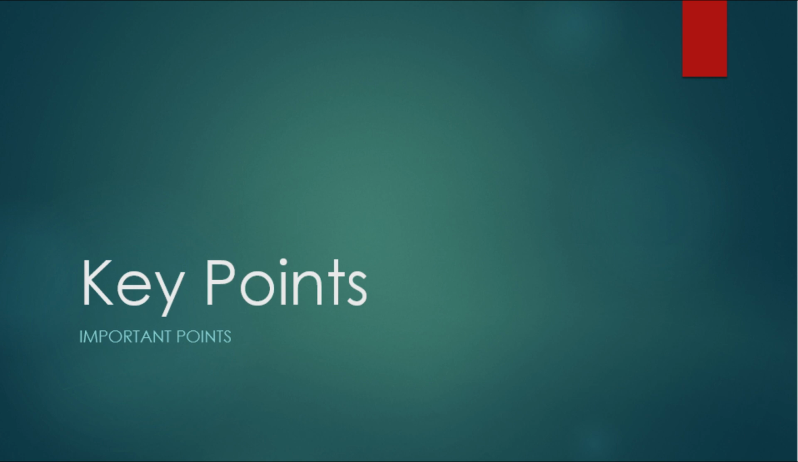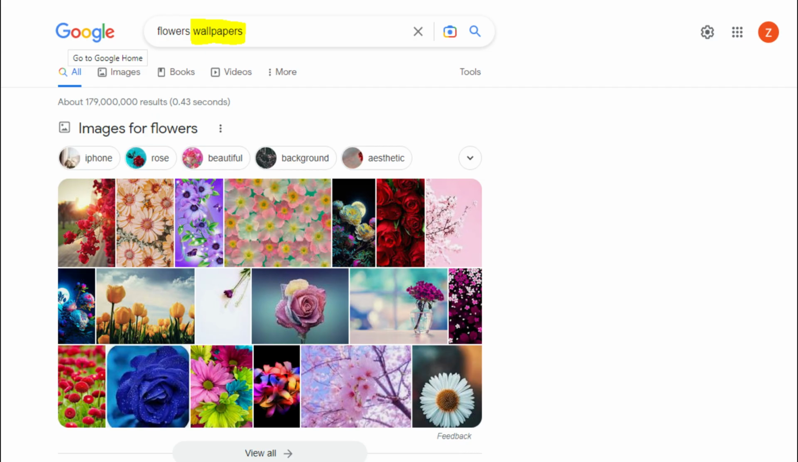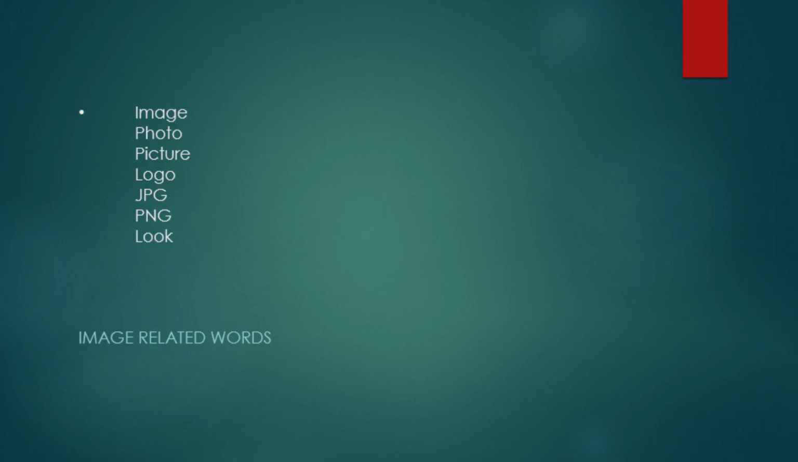Now I am going to share some important points that I want you to keep in mind, because they will help you understand when you will choose the yes, no and cannot judge options. First, understand when you will choose the yes option. When the user is explicitly asking for images, like flowers wallpaper. In this query, the user has specified that he or she wants image results. So whenever there is an image related word in the query like image, photo, picture, logo, JPG, PNG, look, anything related to image and specified in the query, you will choose the yes option.